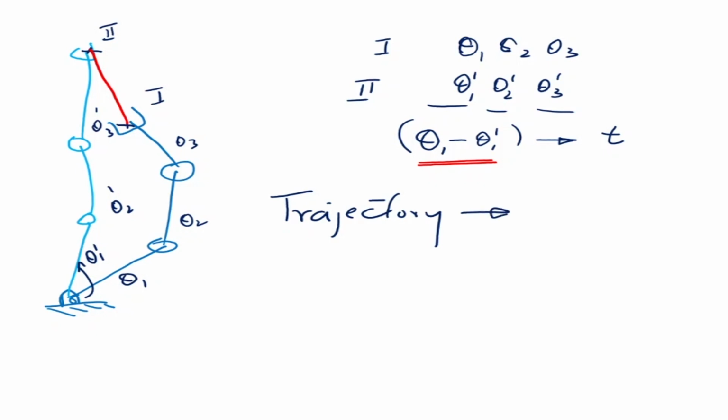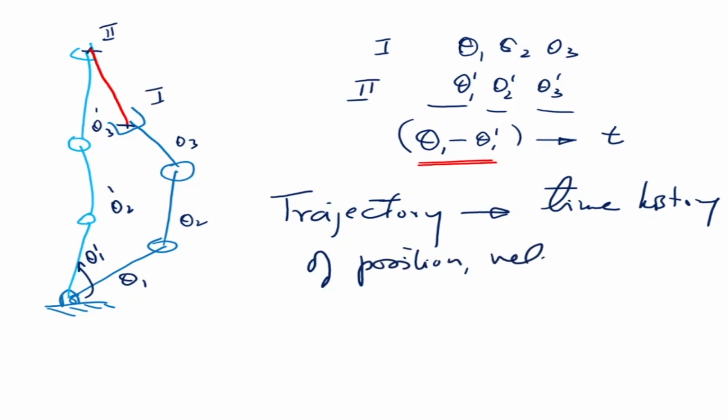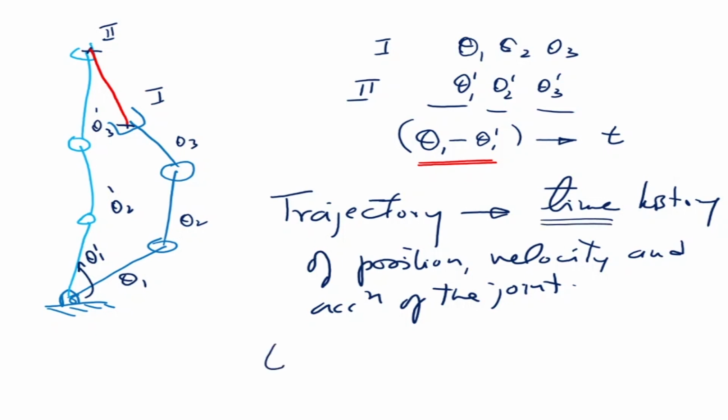A trajectory is a time history of position, velocity, and acceleration of the joint. Till now, when we were talking about kinematics, there was no time, but now there is time. So this is the time history of theta, theta dot, and theta double dot. And this is done at the joint level.